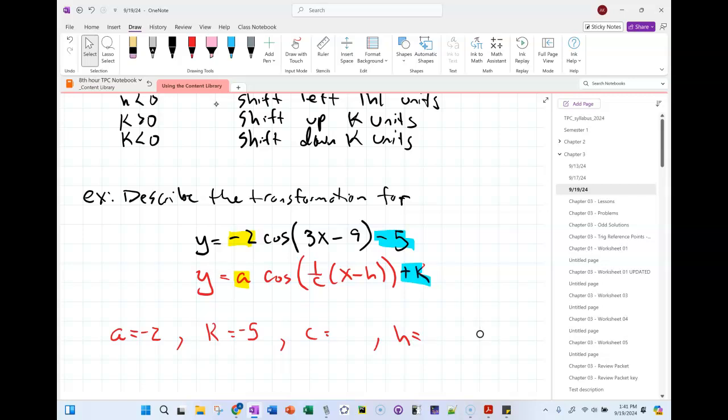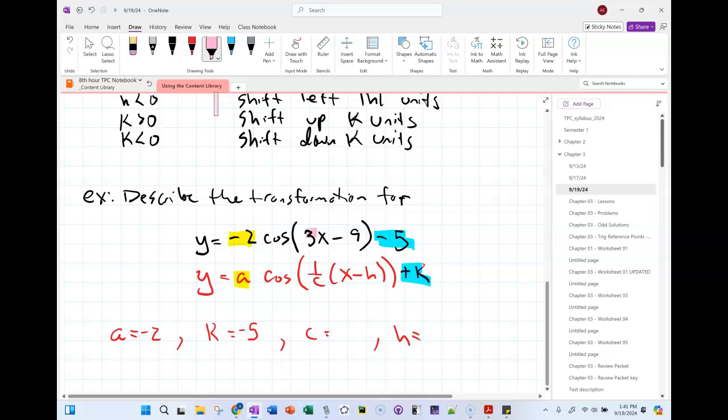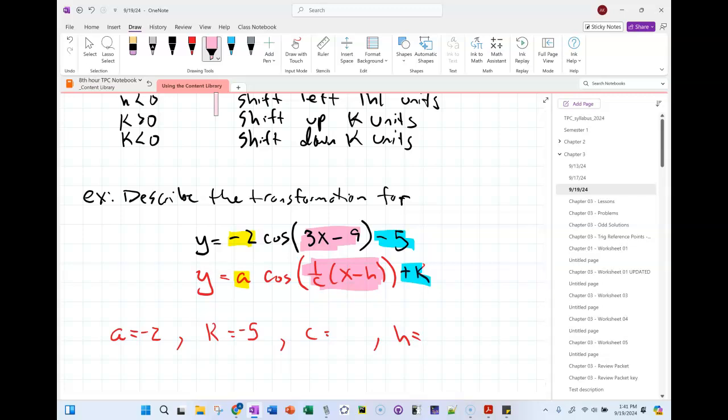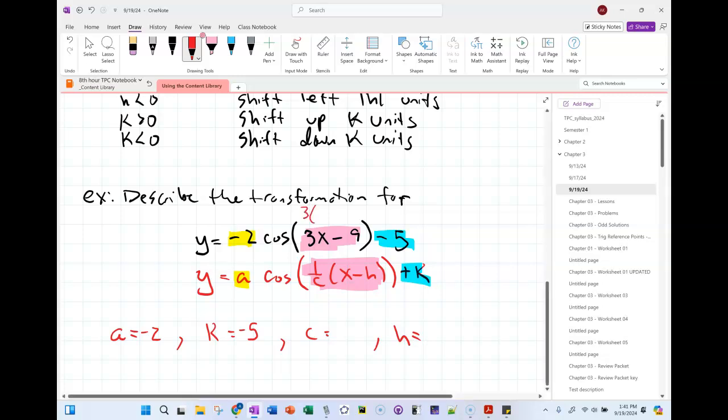Yeah, this is not factored, right? In the general form, I have the coefficient on the x pulled out front. That's not what I have in my problem. Did you guys see how it's different? So my first order of business is I want to get that 3x minus 9 into the factored form. So what do I have to factor off the 3x minus 9? 3. Okay. So what does the 3x become then when I factor the 3 off? x. What does the 9 become? 3.